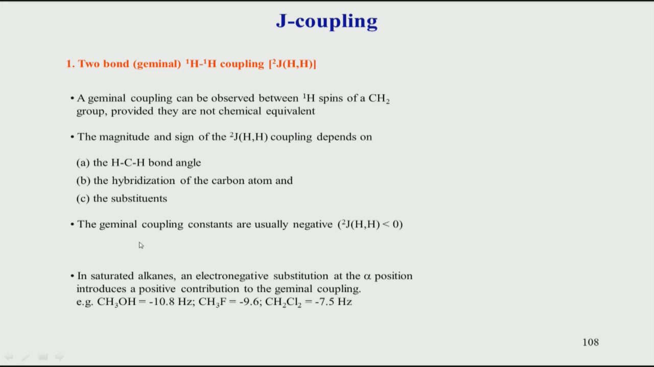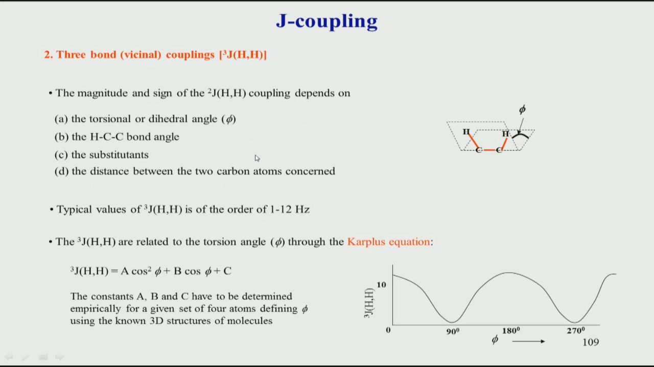Some values are given here for different systems. The main point is that geminal coupling depends on the bond angle between the two hydrogens, the hybridization state of the carbon, and the substituents. These are the main 3 factors which influence J coupling in the case of geminal coupling. When it comes to vicinal 3 bond coupling, it means 2 hydrogens separated by 3 covalent bonds. This is shown here. You can see this hydrogen and this hydrogen are separated by 3 bonds, shown in red color.